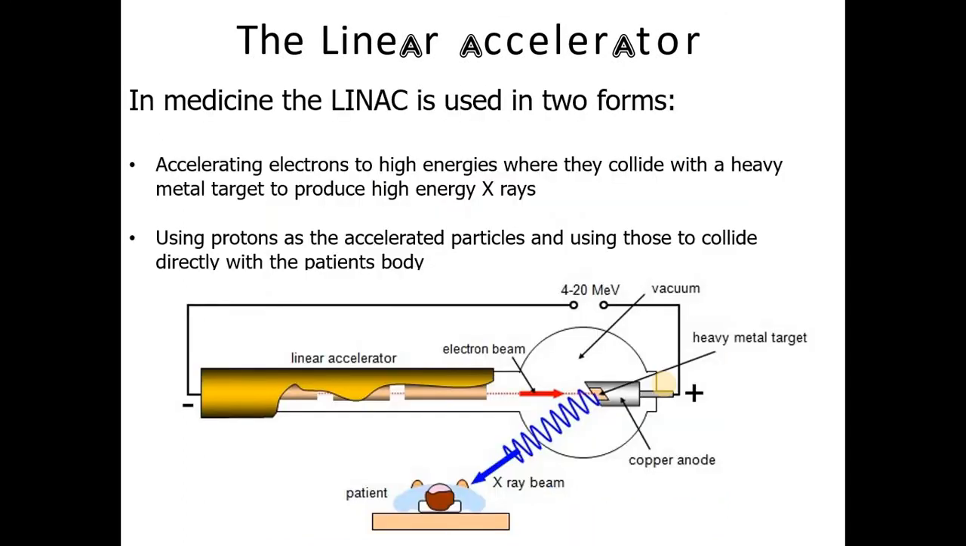Applications of linear accelerator in the field of medical science. So in medicine, it is used in two forms. Firstly, for accelerating electrons to high energies, where they collide with a heavy metal target to produce high energy X-rays. Secondly, using protons as the accelerated particles and using those to collide directly with the patient's body. Working phenomena is shown in the figure.